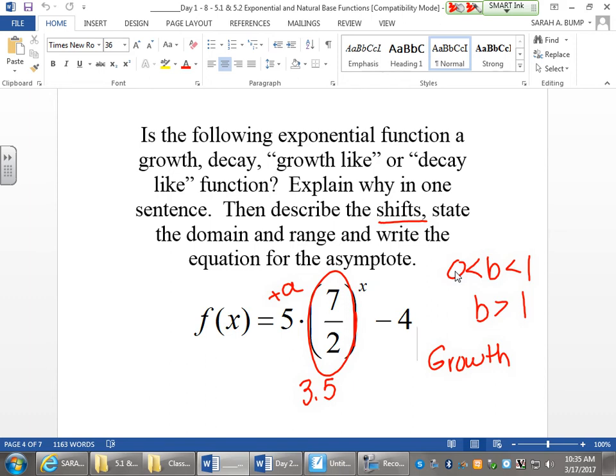Domain and range. What's the domain of all exponentials that we talked about yesterday? Good, negative infinity, positive infinity. And the range uses what number? The K, so -4. So it's either going to be -4 to infinity or negative infinity until 4. Okay.